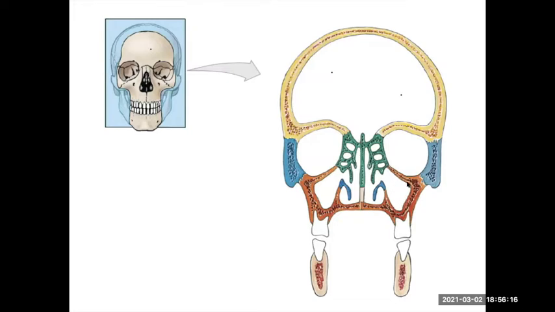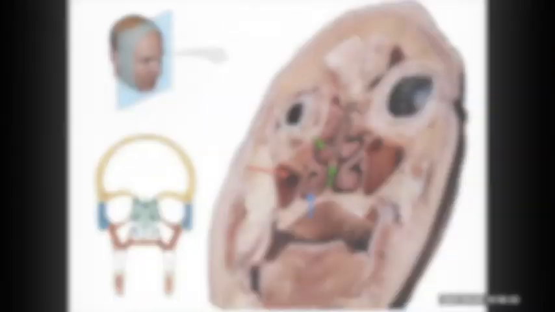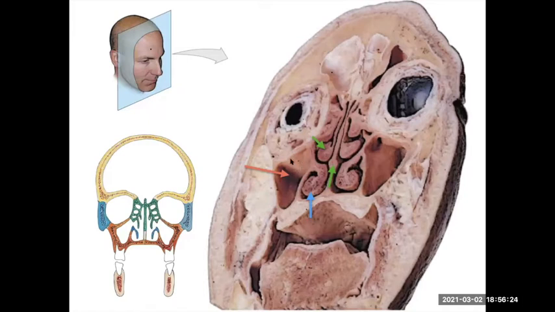These are the maxillary sinuses. These are eye sockets over here. These are just different pictures, right? Your maxillary sinuses over here. This is your inferior nasal conchae. This makes up your septum.